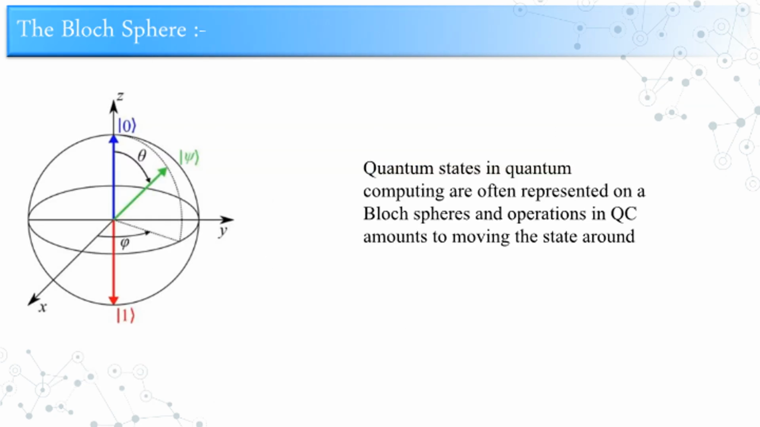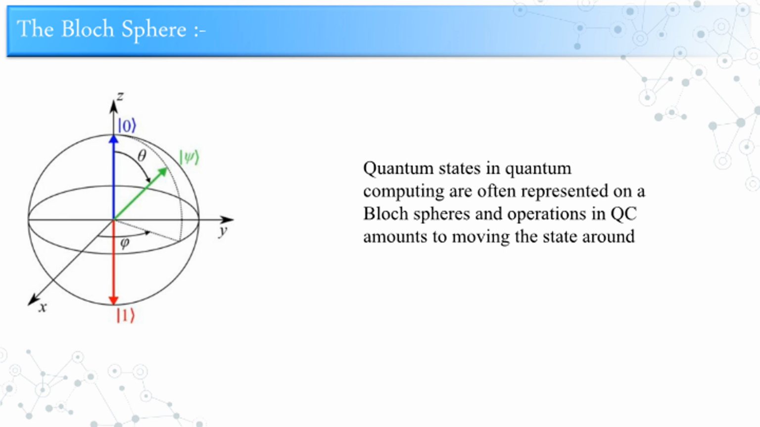Quantum states in quantum computing are often represented on a Bloch sphere, and operations in quantum computing amount to moving the state around the sphere. The Bloch sphere is a geometric representation of the quantum states of a two-level quantum system, such as a qubit. It provides a visual representation of the state space of a qubit and is named after the physicist Felix Bloch.